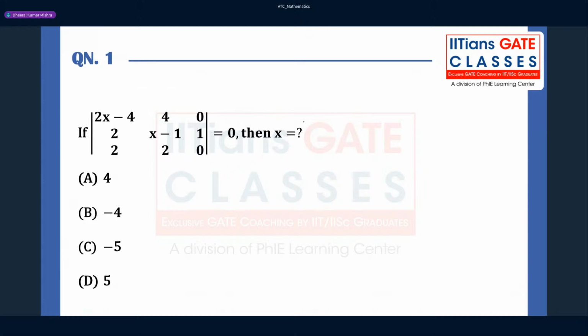You guys can also comment in the chat box, as this session is quite live. The question number one is from determinants, a very simple question. It looks bigger, but the answer is in one line only. You can read the question first. If 2x minus 4, all these elements are given, you have to find the value of x here. So how to find the determinant, that is the very important question.